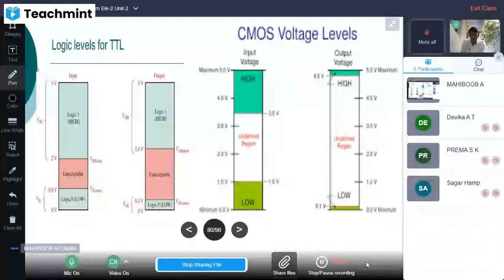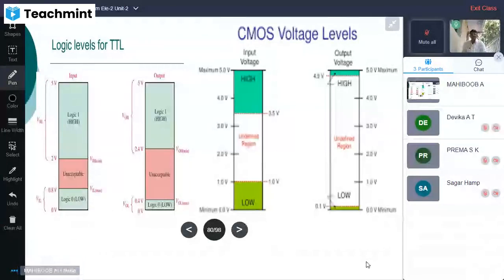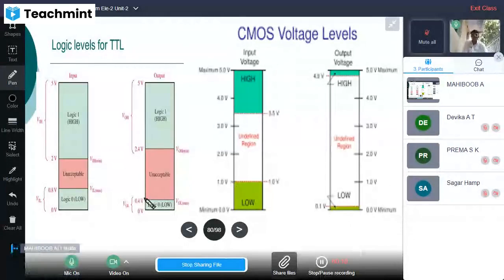Okay, good morning, students. Yesterday we have seen TTL logic levels. Here different diagrams are there for both the TTL as well as CMOS voltage levels, both input and output. This is the input logic levels. This is the output logic levels. And similarly for CMOS, input and output logic levels are there.